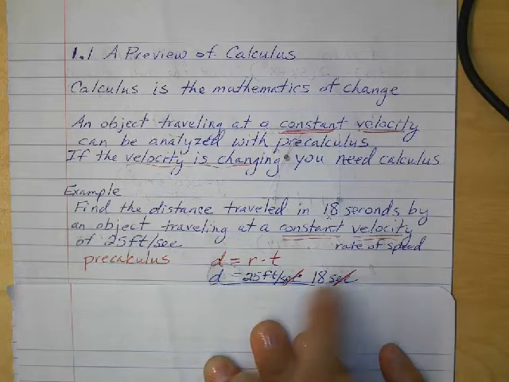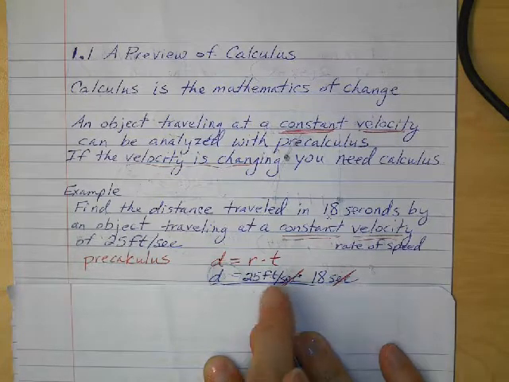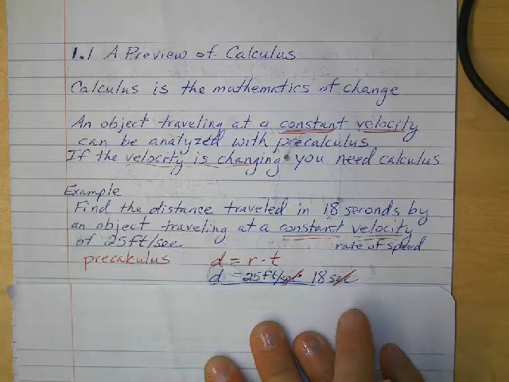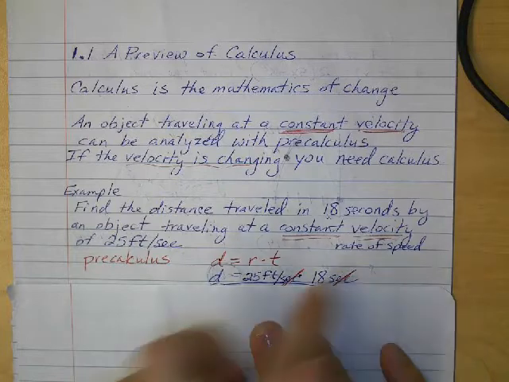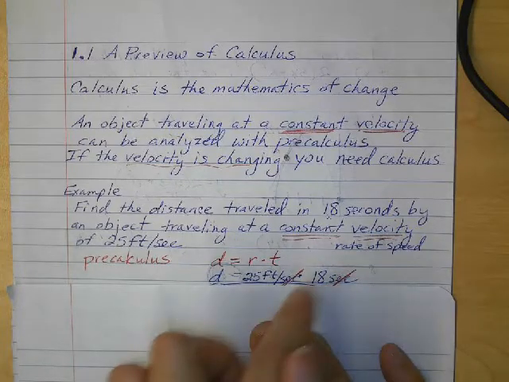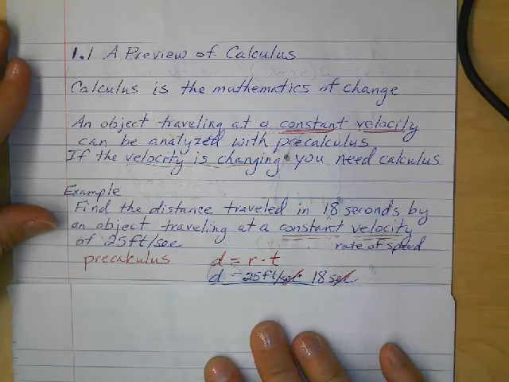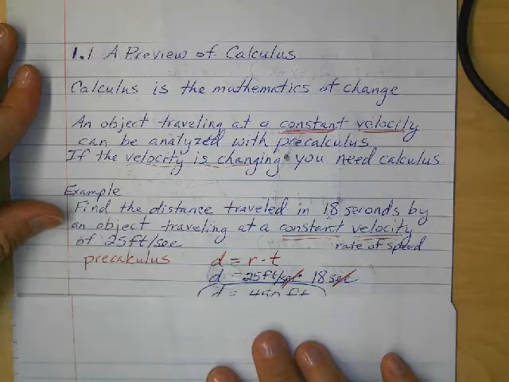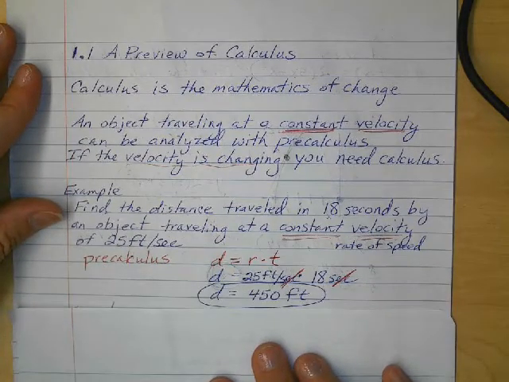Now you see here I wrote those labels on the numbers, 25 feet per second, it's like feet over seconds, times 18 seconds. And I want to point out that this year we're going to need to watch our labels on our questions, and the seconds would cancel out because it's feet over seconds times seconds. So the word seconds cancels out. And then you're left with the label, the answer's in feet, the distance is in feet, times those numbers, and you get 250 feet.